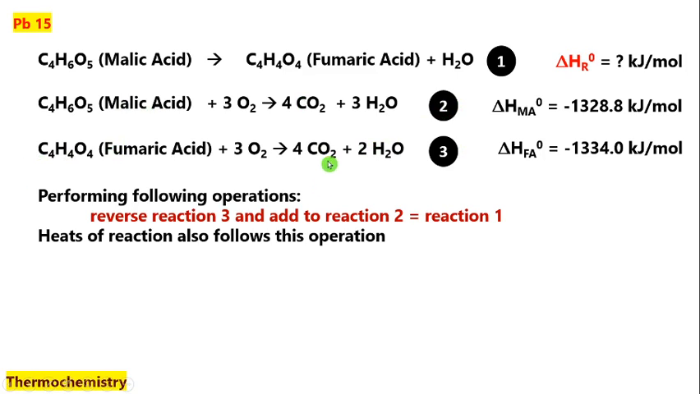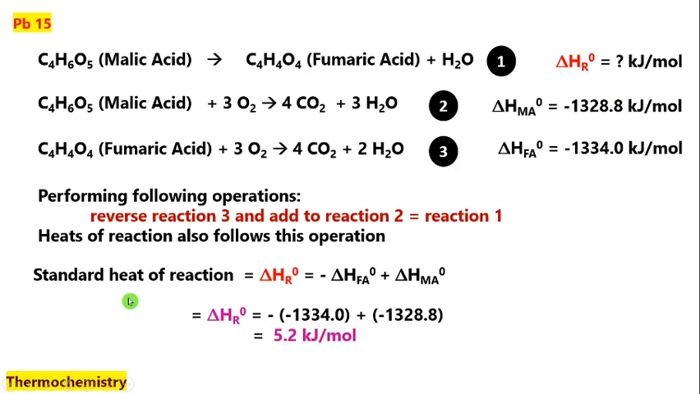Mathematically add it up, the way you add algebraic equations, and you end up with this equation. In the same way, the delta HR values also get added up. So the standard heat of reaction: reaction number 1 is equal to reaction number 2 minus reaction number 3. Reverse means minus, so the same thing I have written here, minus for the third reaction and plus for reaction number 2. The corresponding delta HF values I have to take: minus of minus 1334 and minus 1328. When I simplify that, I get 5.2 kilojoules per mole. That is the standard heat of reaction for reaction 1.